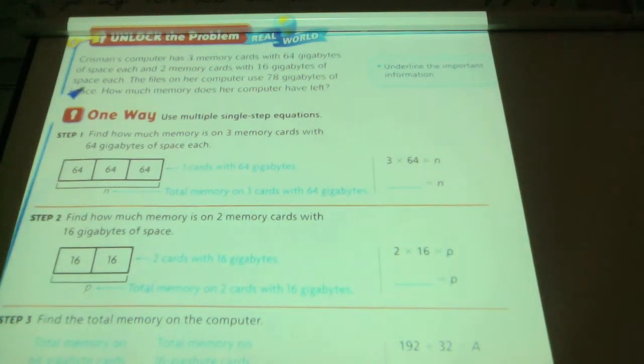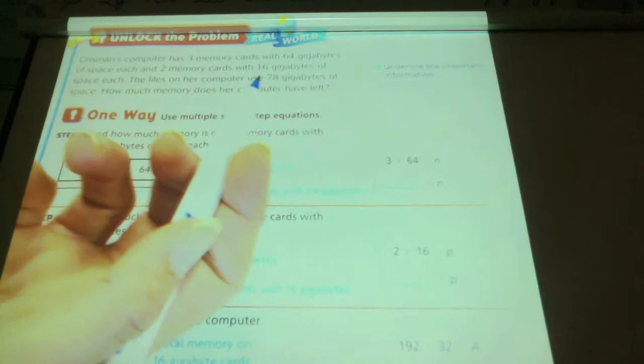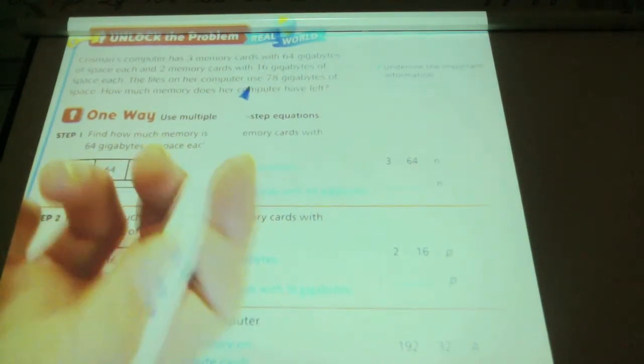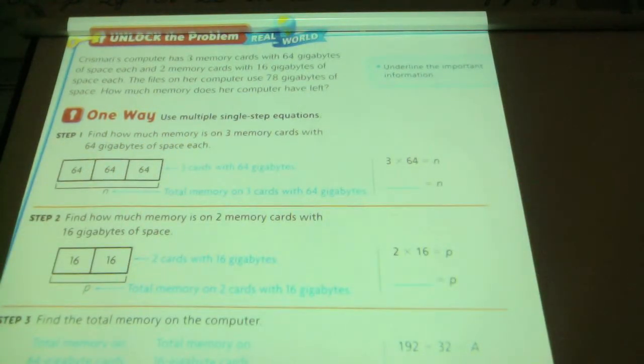I know it has something to do with memory cards. I may not even know what a memory card is. I don't care in this math lesson what a memory card is. I know that memory cards apparently have gigabytes on them because it tells me that in the story question. And that's really the only information I need to know.